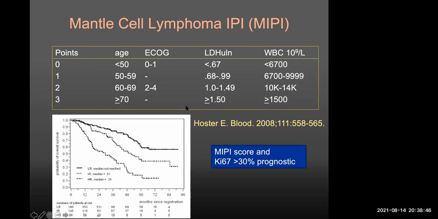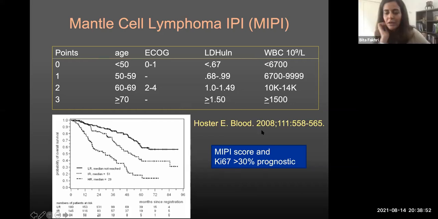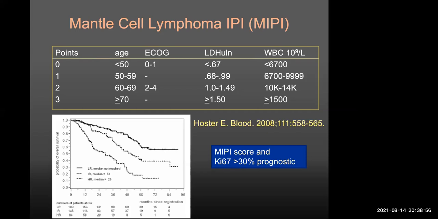Excuse me, Dr. Fakhri. If PET is not feasible in our center... I'm sorry, can you please repeat yourself? I didn't hear you for a second. If PET scan is not feasible in our center, how much decrease in diameter of node is acceptable in the interim evaluation after the two cycles of R-CHOP? How much decrease is acceptable in your opinion?